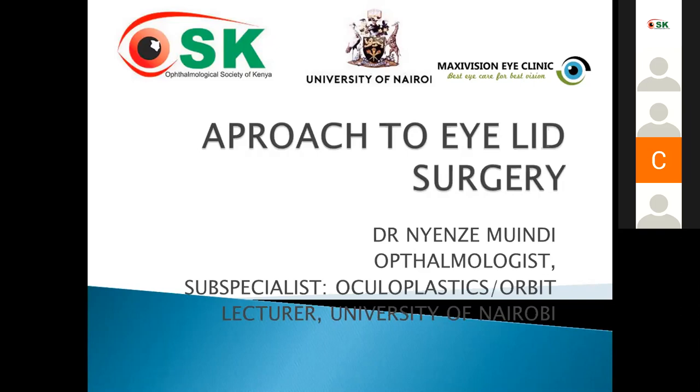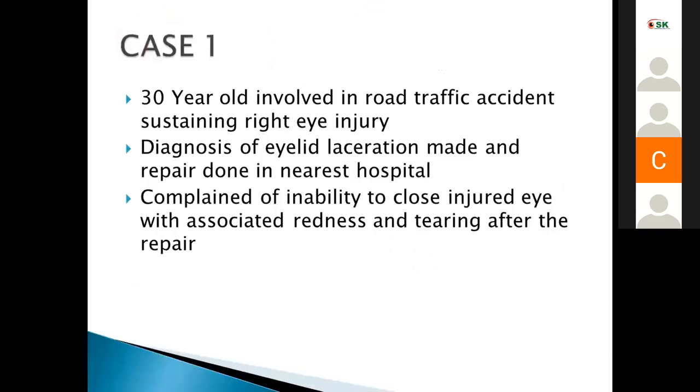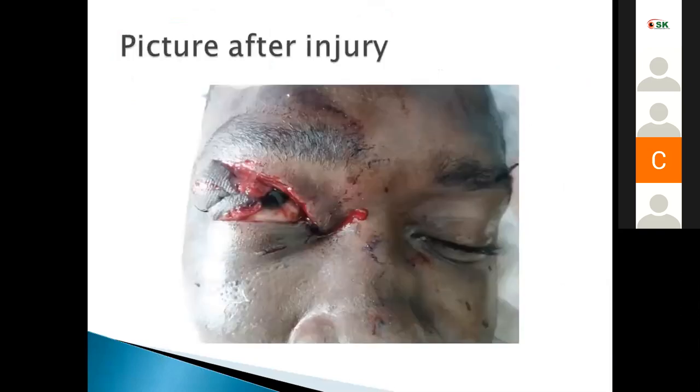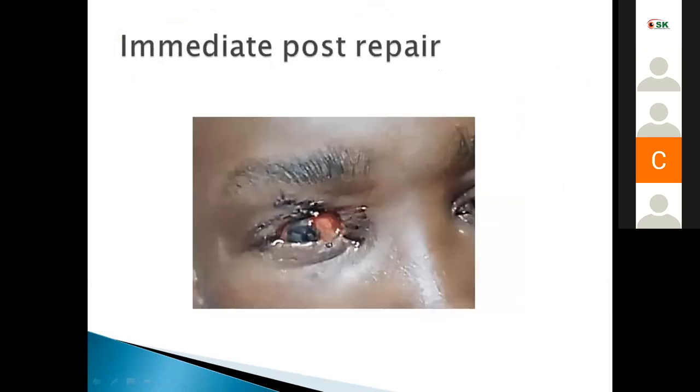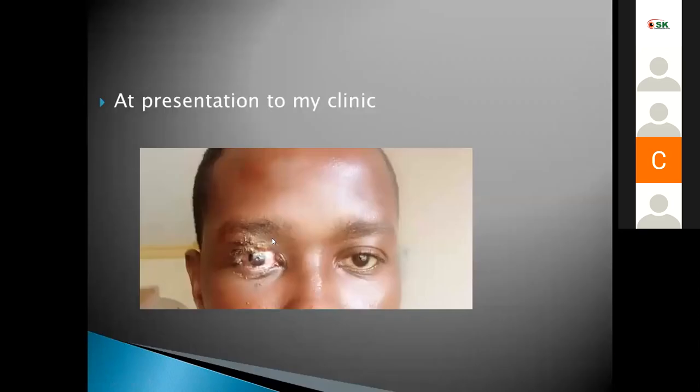I can't remember where we dropped off, but I had already shown you the first pictures. This is the time of injury for this patient. You can see the lid laceration, especially from the medial canthus, and there were horizontal and a bit of oblique injury. This was immediately after repair. And then there was a lid defect and it has increased by the time the patient presented to my clinic.